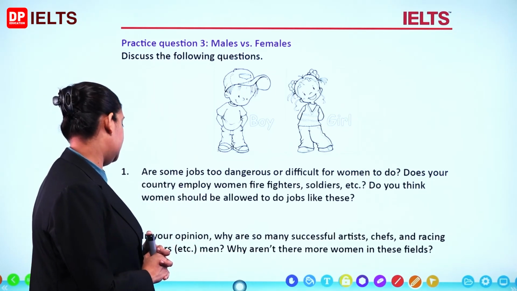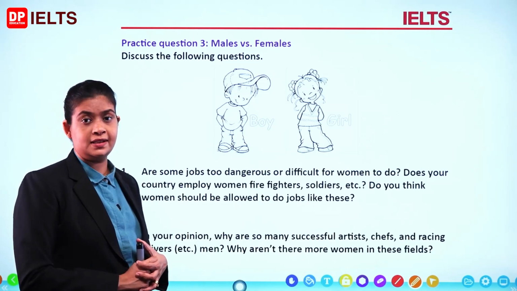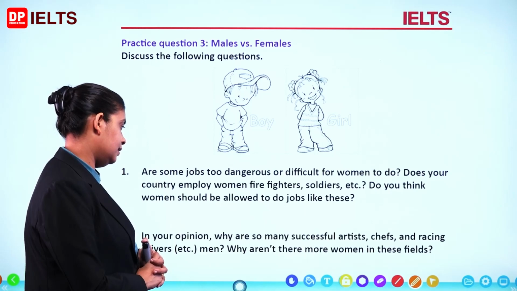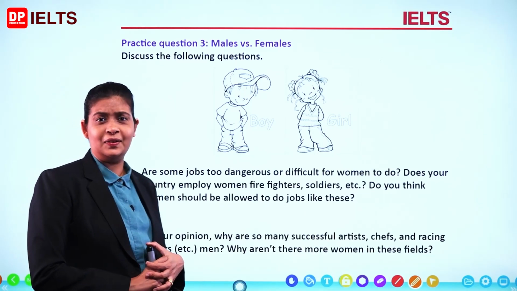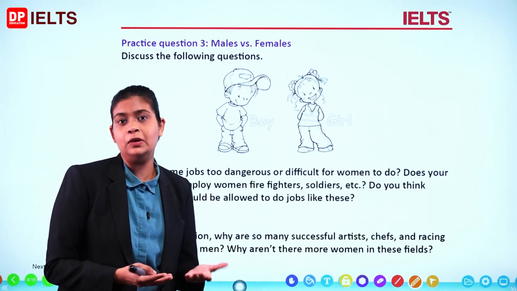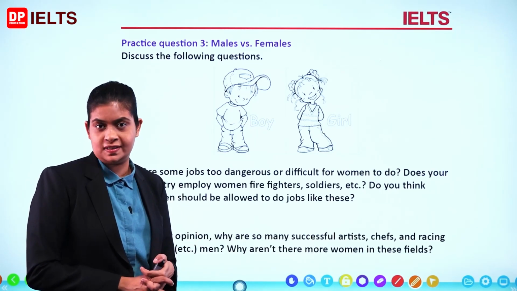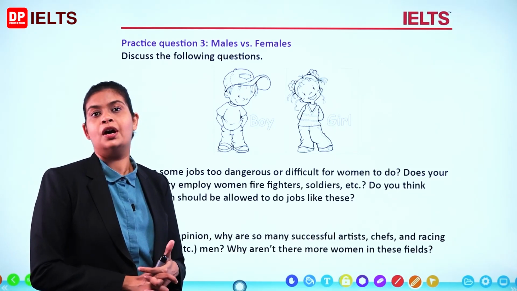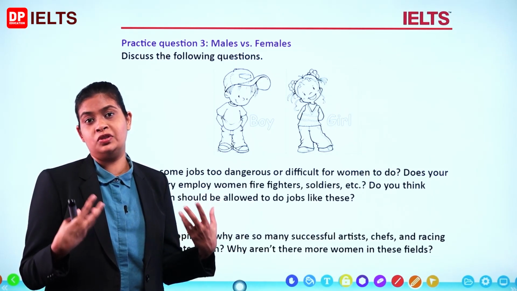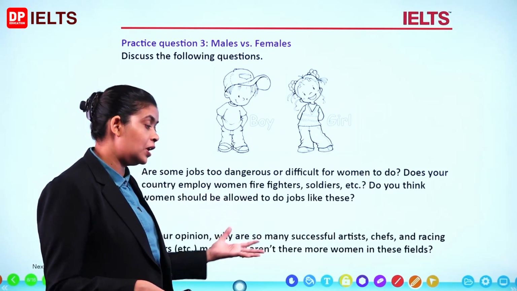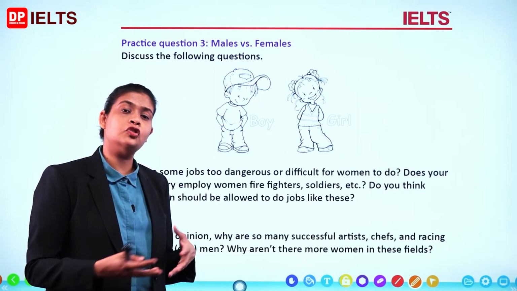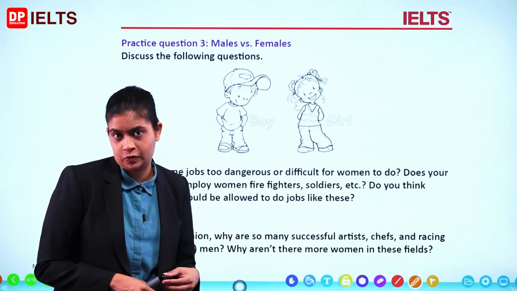In your opinion, why are so many successful artists, chefs, and racing drivers men? A good question, okay? So I don't really know why, but I think many women are scared to take risks. They are scared that they would fall sick or they would die if they did racing. Now, chefs, of course, I know in Sri Lanka there are quite a number of chefs, but in Sri Lanka the problem is the perception.